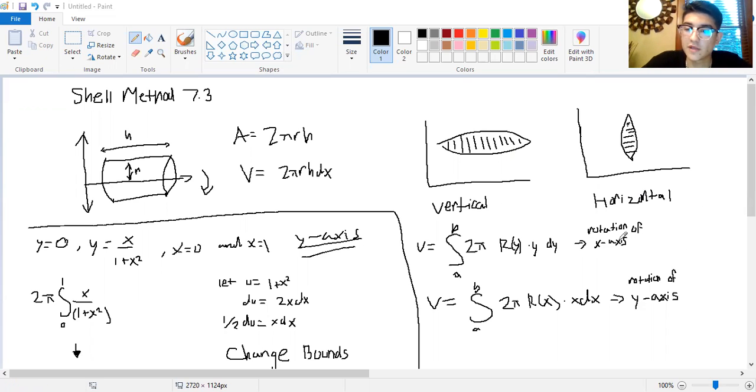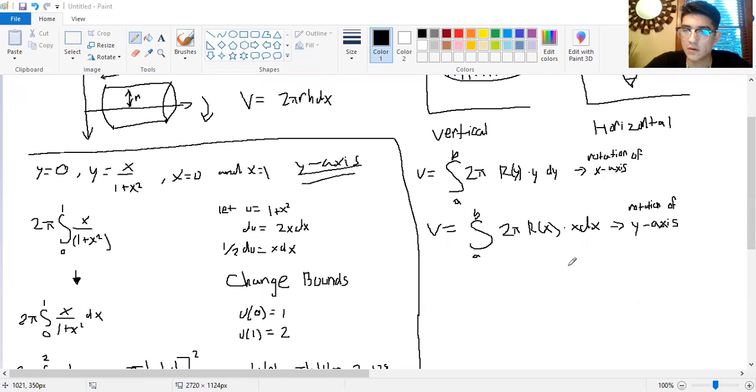So when I'm solving for the rotation around the x-axis, the equation is going to be the integral from a to b, whatever those bounds may be, of 2 pi times the function, which is r of y, times y times dy. Or when it's the rotation around the y-axis, it's going to be the integral from a to b of 2 pi times the function, in terms of x, times x times dx. That's what the function means, whether it's in terms of y or in terms of x.